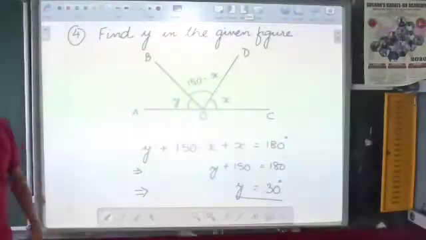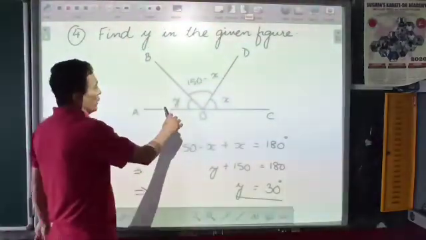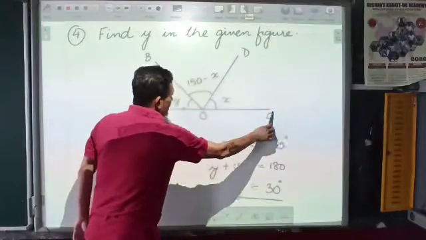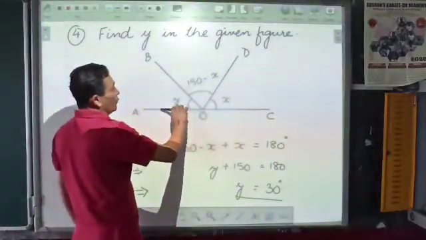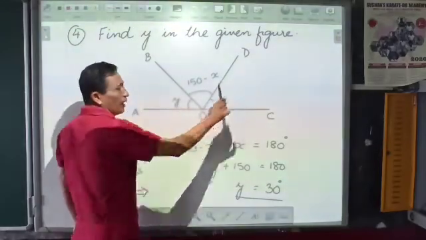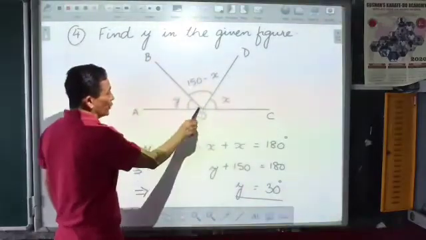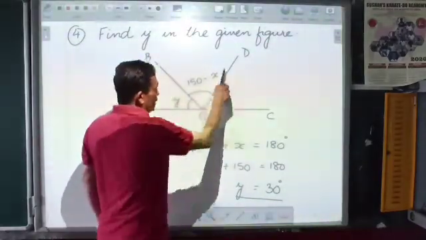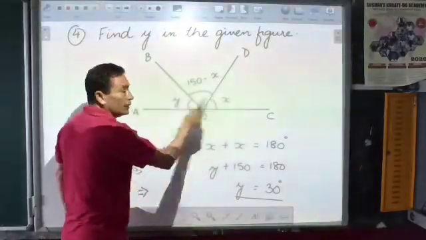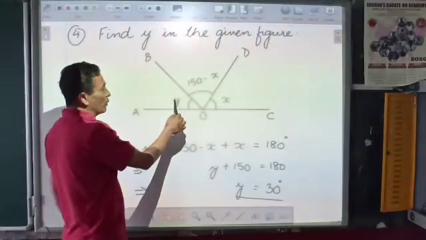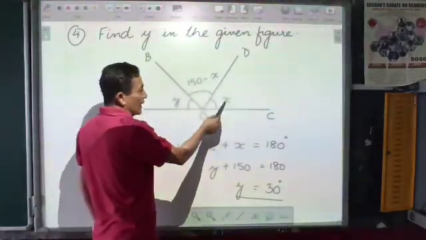That's your question number 4. Find y in the given figure. Now, in this figure, AOC or AC, this one here, is a straight line where I understand from here to here, the measurement will be 180 degrees. But that straight line has been divided into 3 angles. You can see very clearly here. It has been marked: 1 angle, 2 angles, and the 3rd angle. The measurements are also given as y for this one, 150 minus x for this, and x for this.